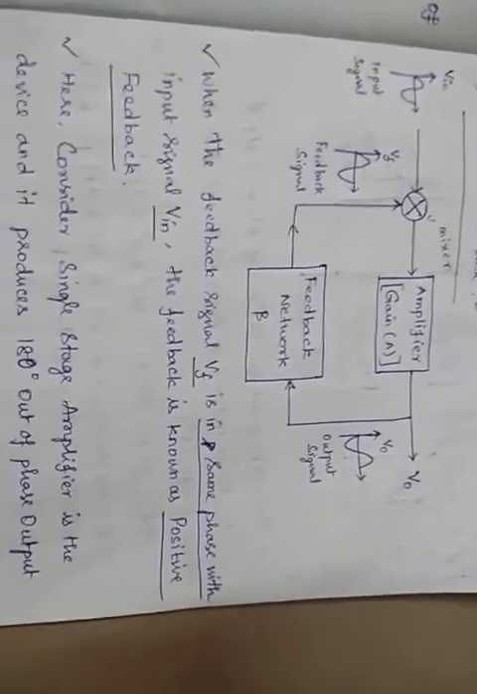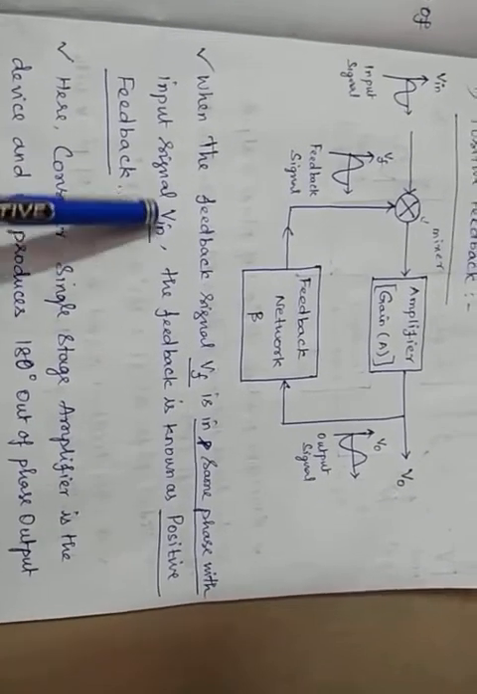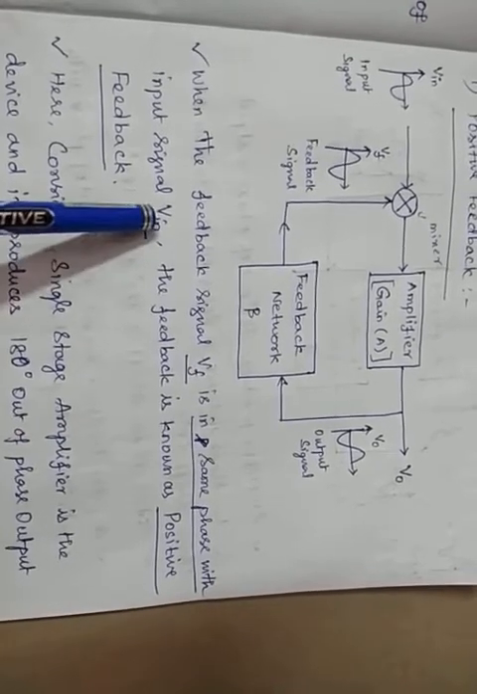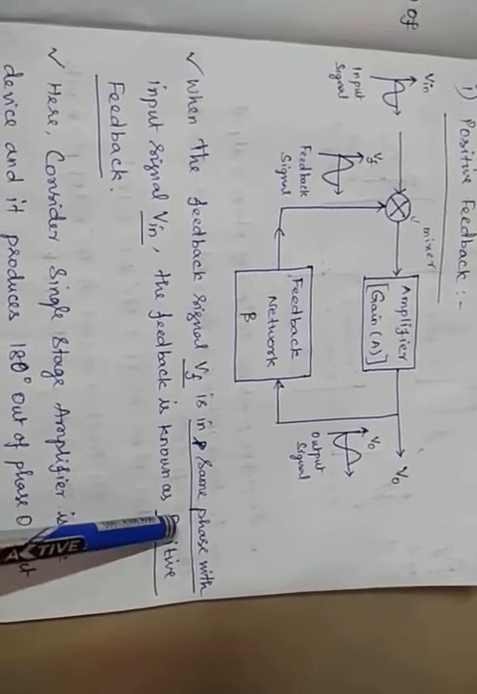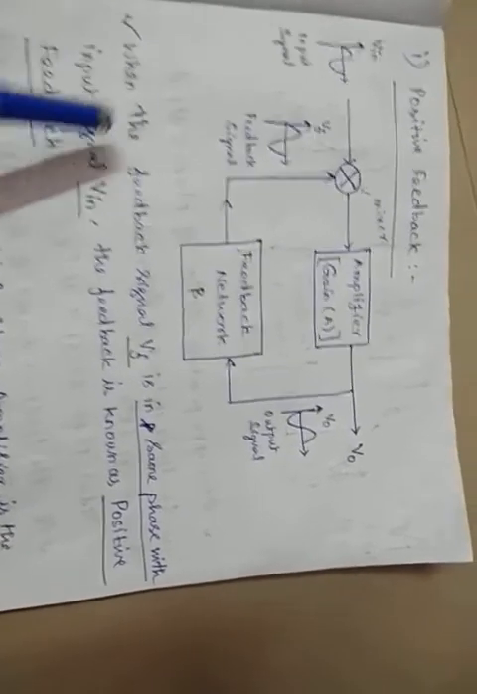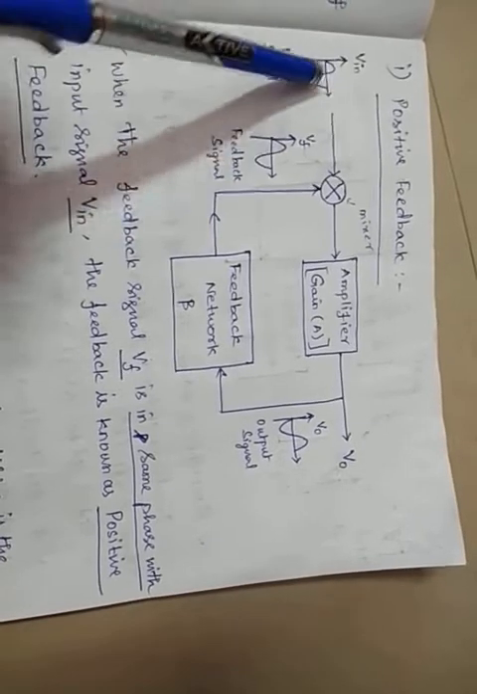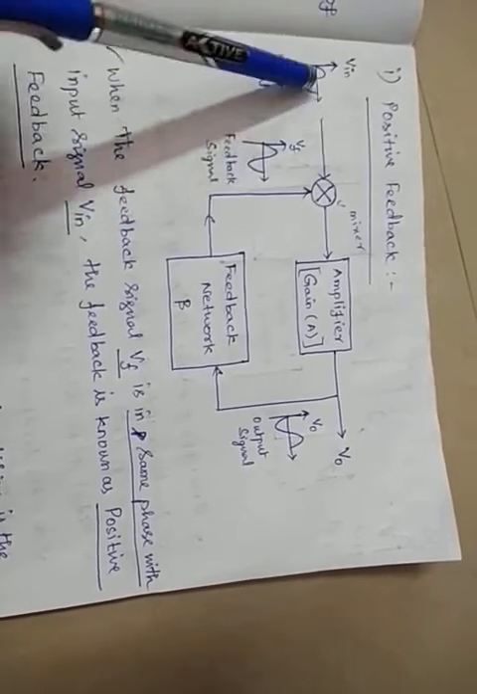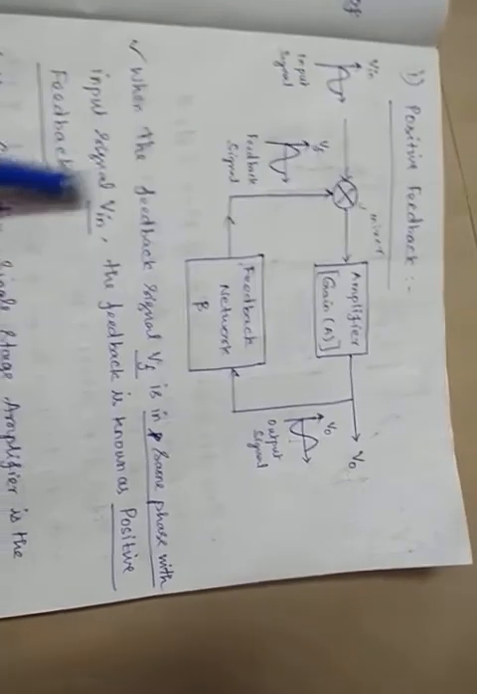So we'll see the theory part. When the feedback signal is in the same phase with the input, Vf and Vin both in the same phase, then it is a positive feedback. In this, the feedback signal and input signal are both in the same phase, same sign, same magnitude, right? Same phase, right?